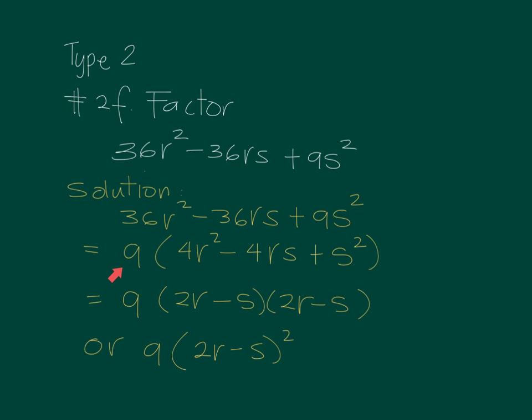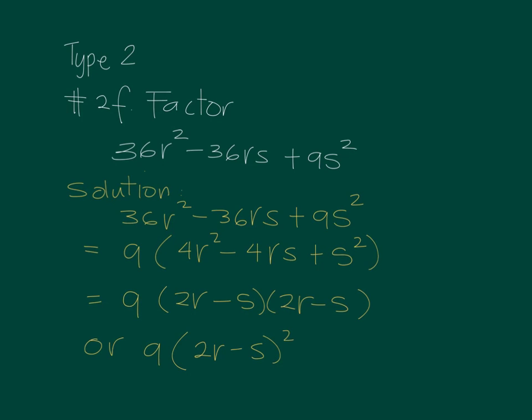Once you have found the highest common factor, start dividing each term by the highest common factor. 36r squared divided by 9 is 4r squared. 36rs, so that's 36 divided by 9 is 4. Then r and s will remain the same. In the third term, 9s squared divided by 9 is 1. So you see 1, and then s squared will remain as s squared.